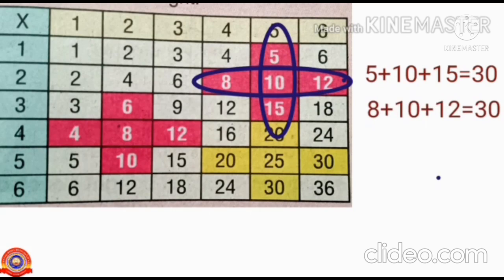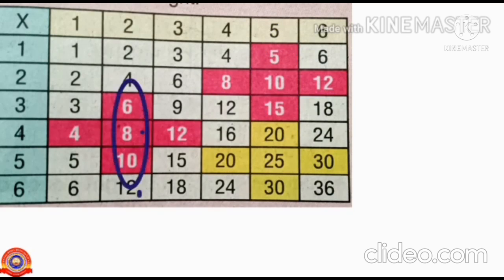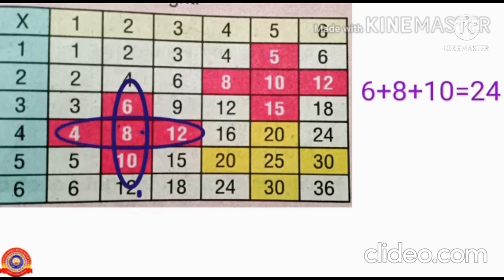Look at the next box. Which are the numbers from top to bottom? Yes, 6, 8 and 10. Let's add these numbers. 6 plus 8 plus 10 equals 24. Which are the numbers from left to right? Yes, 4, 8 and 12. Let's add these numbers. 4 plus 8 plus 12 equals 24. Here also we got the same answer. Like this, you should find out the sum of numbers in other boxes.